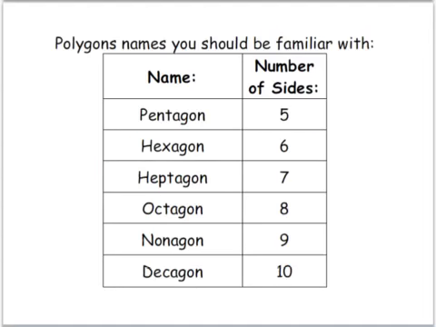This is a list of polygons that you should be familiar with. If you are ever given the names of these on a quiz or a test, I will not be able to tell you how many sides each of these shapes have. A pentagon has 5 sides, a hexagon 6, heptagon 7, octagon 8, nonagon 9, and decagon 10. You should know most of these.